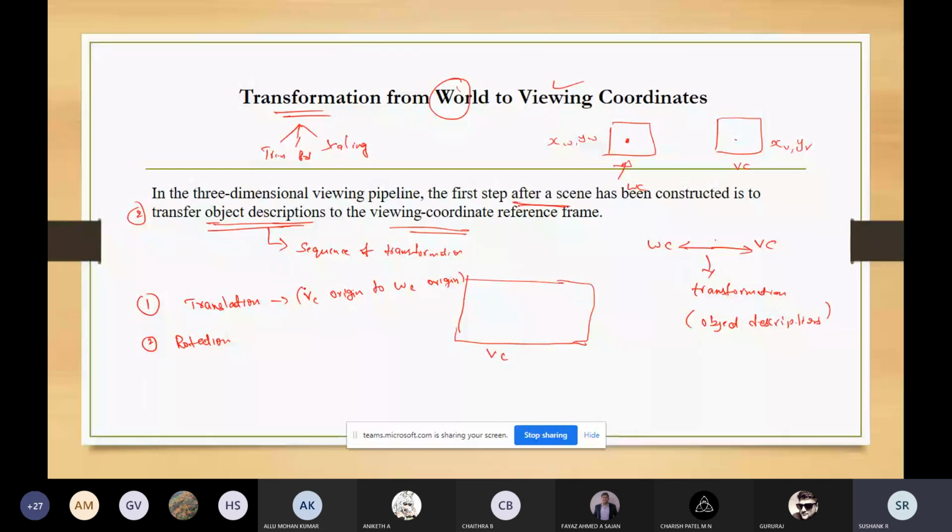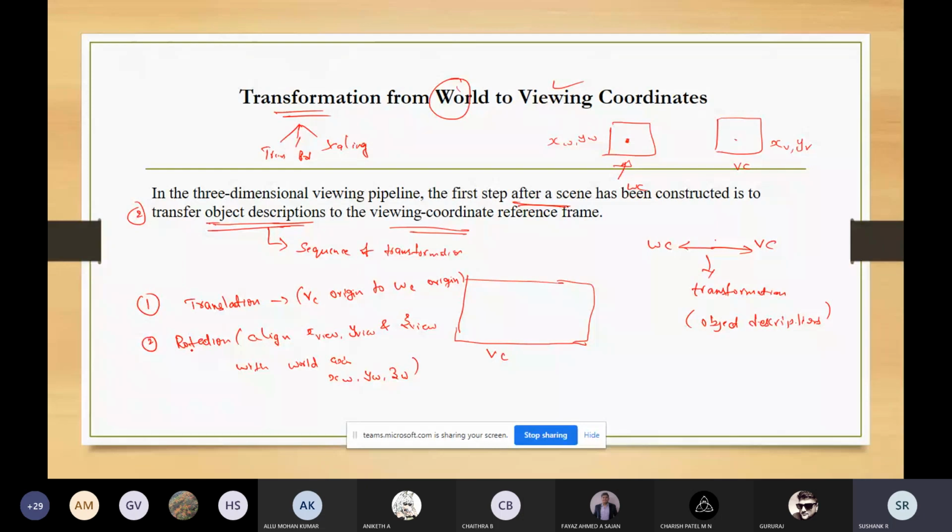The second step is the rotation. In this rotation, by using the rotation transformation, you will align the x view axis, y view axis, and z view axis with the world axes xw, yw, zw. So like this you will do. Here the transformation takes place by performing two steps: one is a translation and the second one is rotation.